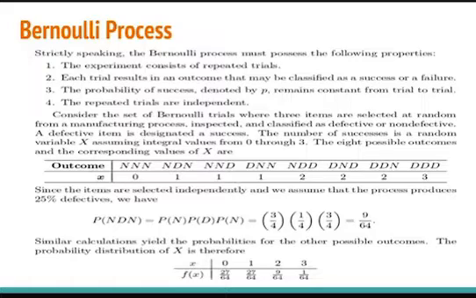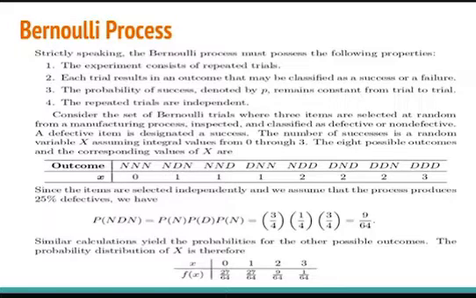So a defective item is designated a success. You're going to say, oh my God, a defective item designated a success. What does that mean? Success in this case means that it is our characteristic of interest. Does that make sense? That's what we mean by success.